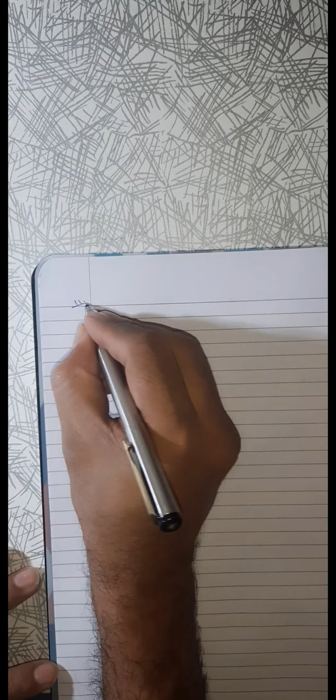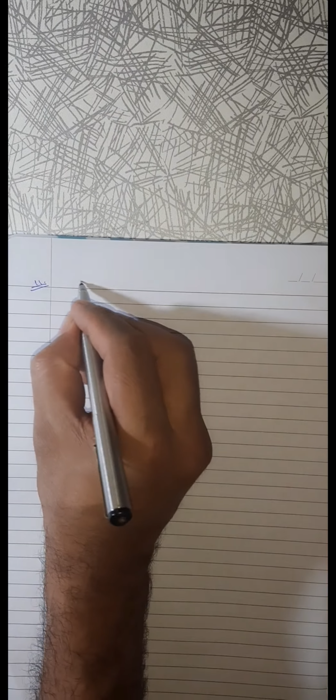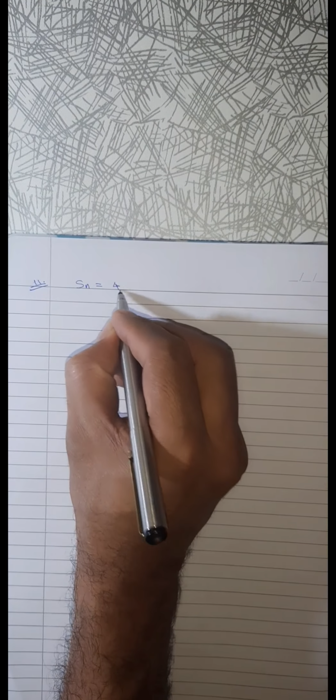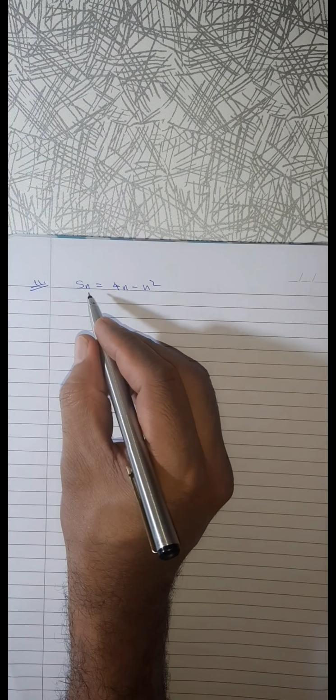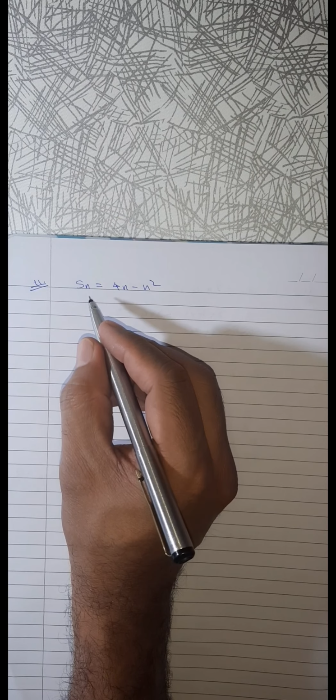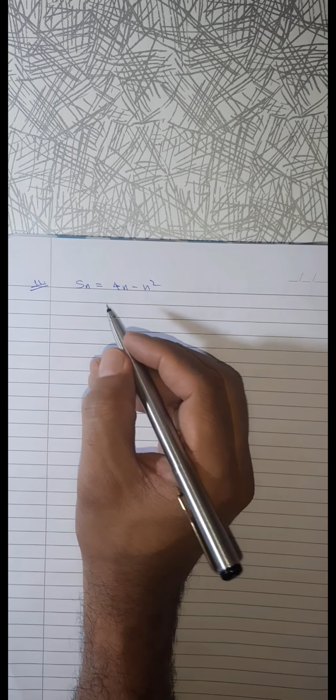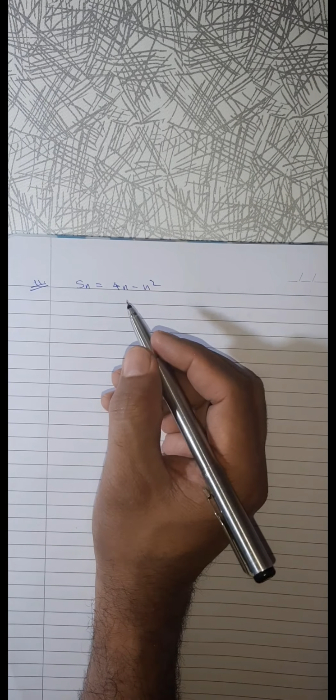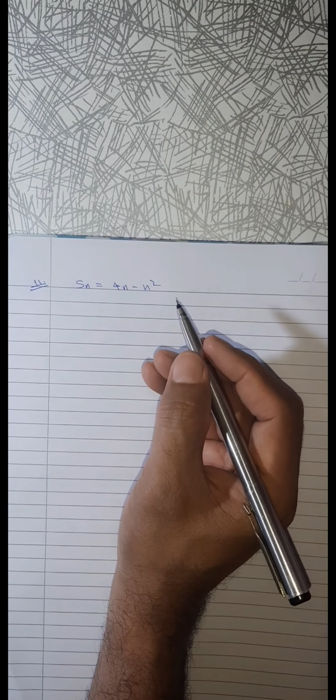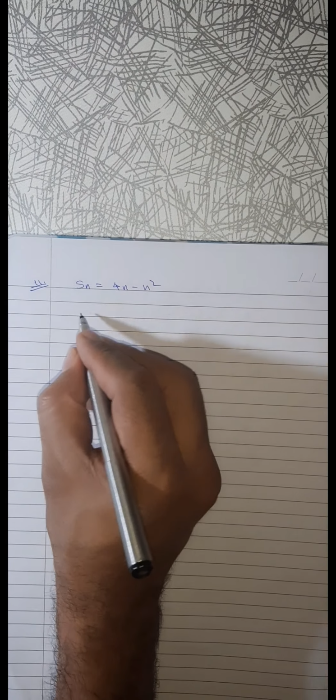Question number 11. If the sum of n terms of an AP is 4n minus n square, that is, Sn is given as 4n minus n square. Sn is given. The expression for Sn, as we did in question number 9, we calculated and got some expression for Sn. So here Sn is given already. So we can simply find S1.